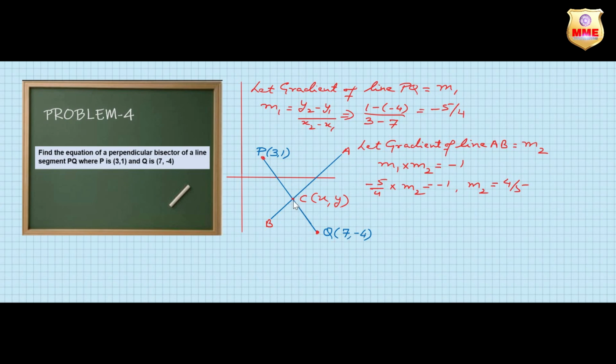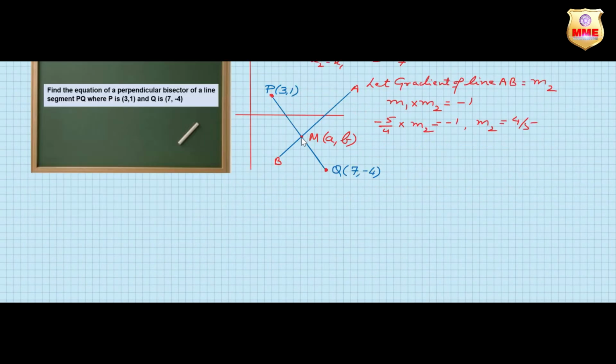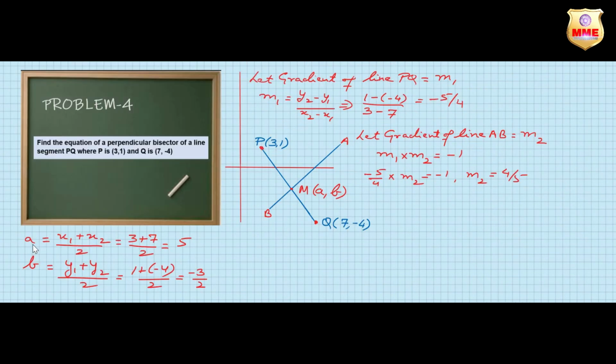Now we will get the coordinates of this particular point, which is the midpoint of PQ, through which line AB is passing. Let the midpoint be M with the coordinates a and b. From here you can see I have derived the value of the point by placing the values of x1, x2 and y1, y2 in the midpoint formula. We get the coordinates a, b as 5 and minus 3 by 2.